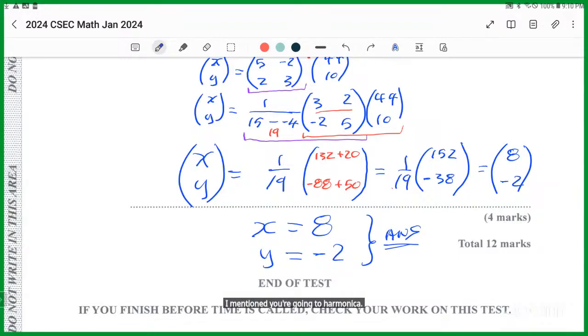Once again, when you finish one paper at a time, all right, good. Remember, guys, anything you get wrong, work it over for me, please. You don't know what's coming on the exam paper.